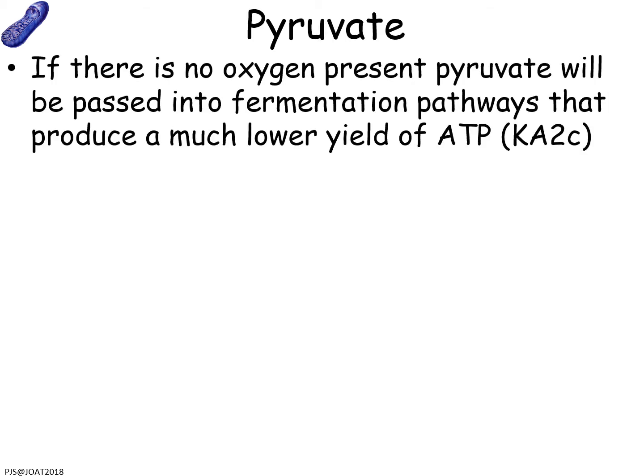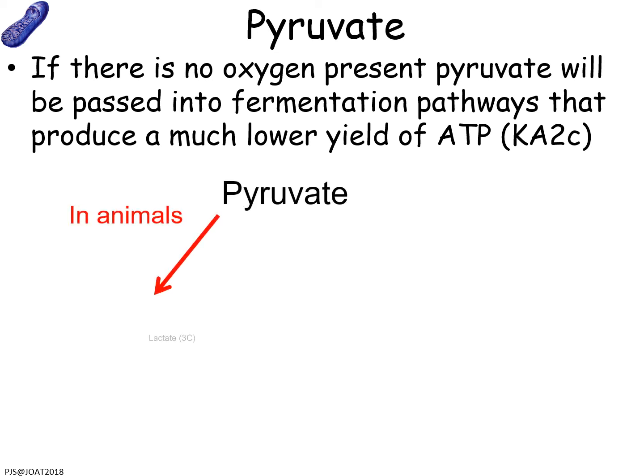Okay, so we've now got pyruvate, and pyruvate is super nasty. This is not a chemical that we can have lying about in our cells. So if you don't have any oxygen, you're going to pass it along into fermentation pathways. You're going to get a much lower yield of ATP. Basically, you're just going to get that 2 that you managed to get from the top.